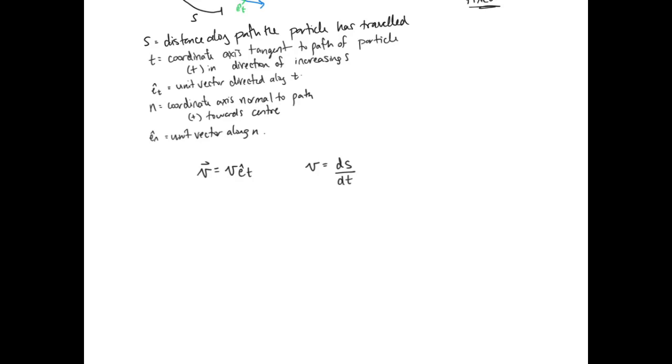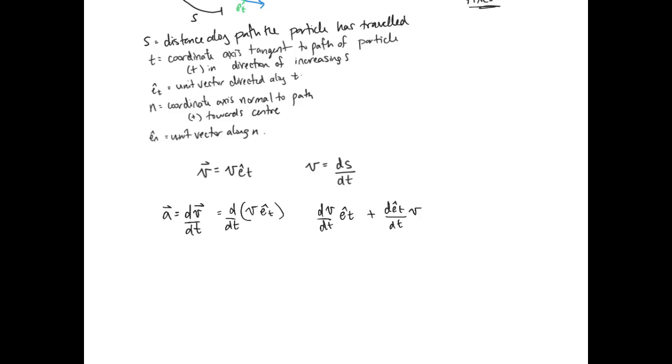To solve for the acceleration equation, that's just the derivative of the velocity with respect to time. So acceleration is equal to dv over dt. If we expand this, this is d over dt of the speed times et. So we have to use the product rule. So we have dv over dt times the unit vector et plus the derivative of the unit vector with respect to time times the speed.